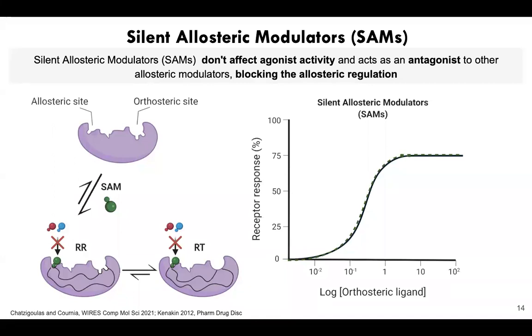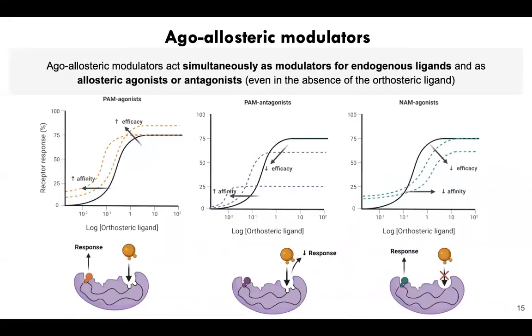So the silent allosteric modulators don't affect agonist activity of the allosteric ligand, but they actually can act as an antagonist to other allosteric modulators. So essentially, they will antagonize other allosteric modulators, but will have no effect on the efficacy or affinity of the allosteric site ligand.